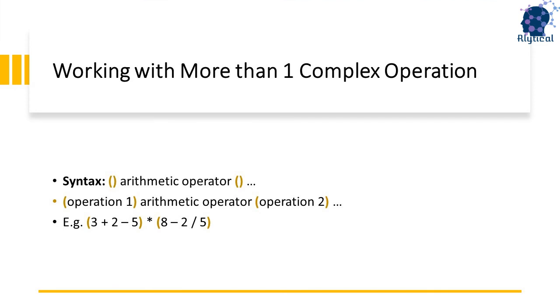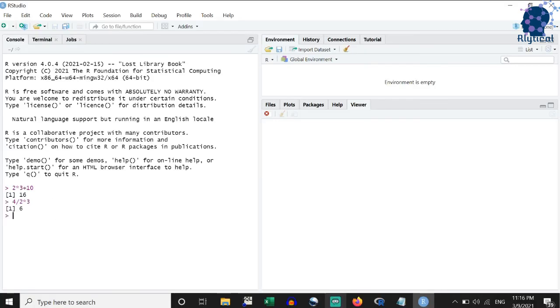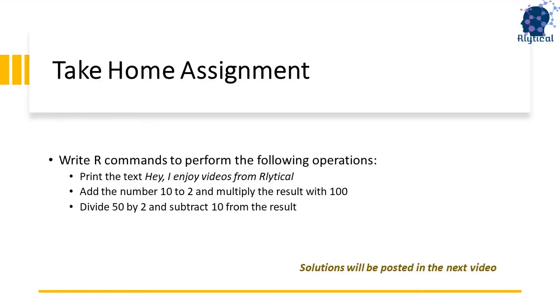We will now take things up a notch and learn how we can work with the results from complex operations that we just did. In R, we put the operations between round brackets with the arithmetic operator in between. As an example, we will add the results from the two operations we just did. Copy the first operation and enclose it between round brackets, followed by an addition sign, and then copy the second operation and enclose it between round brackets. As you can see, R printed the output 22.